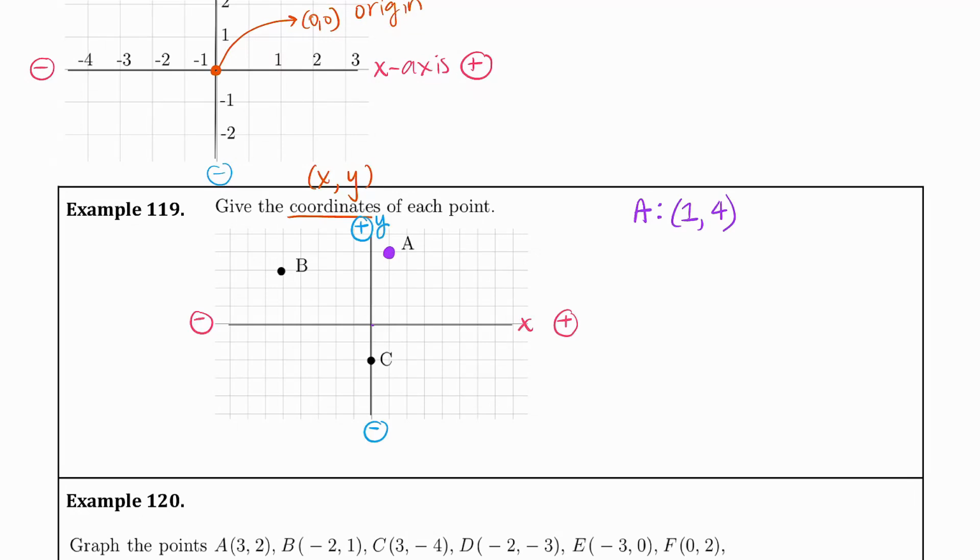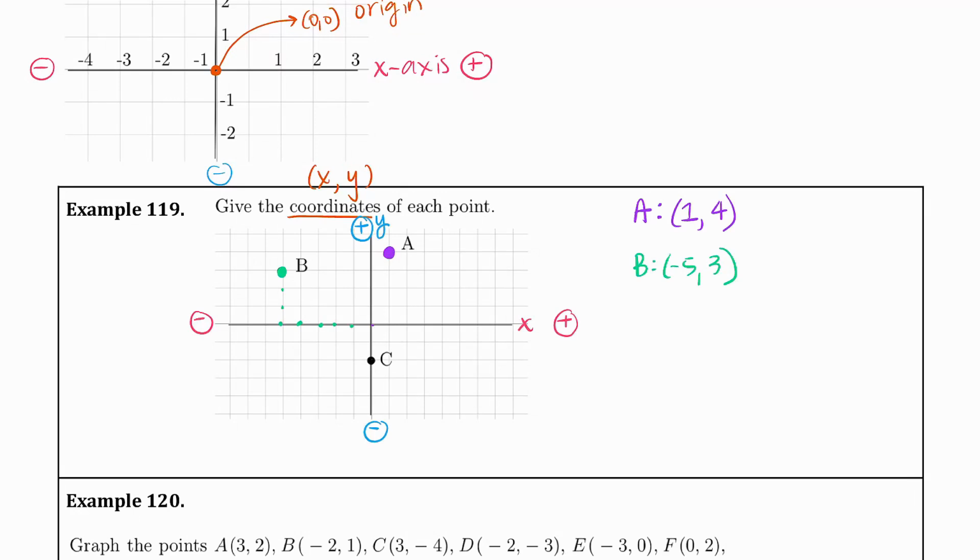Okay, so if we look at point B, we move left 1, 2, 3, 4, 5 spaces. Left 5 is going to give me negative 5 for my x-coordinate. And then for my y-coordinate, we go up 1, 2, 3. So that means positive 3 is my y-coordinate.